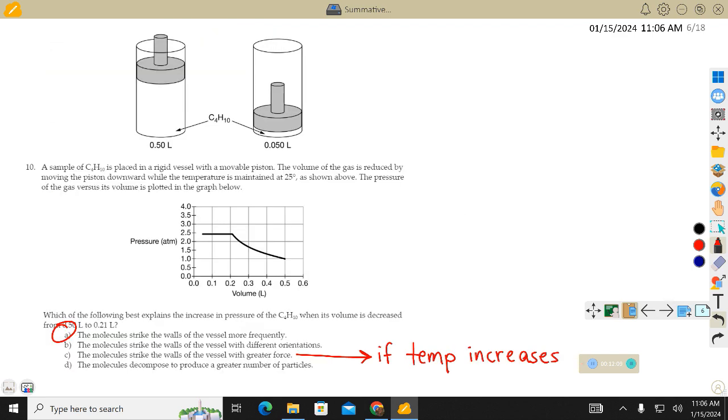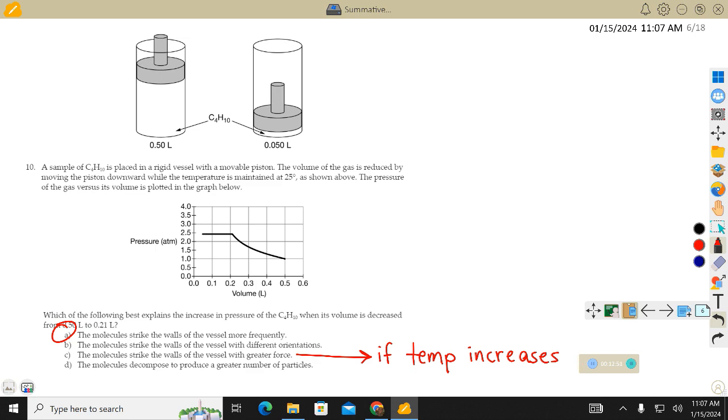And the last one, number 10. We've got some butane again, C4H10, placed in a rigid vessel with a movable piston. The volume of the gas is reduced by moving the piston downward while the temperature remains constant. The pressure of the gas versus its volume is plotted on the graph below. We kind of did this in the lab. We pushed down on the gas, and we could see that at my highest pressures, I've got my smallest volumes. Which of the following best explains the increase in pressure of the C4H10 butane when the volume is decreased?